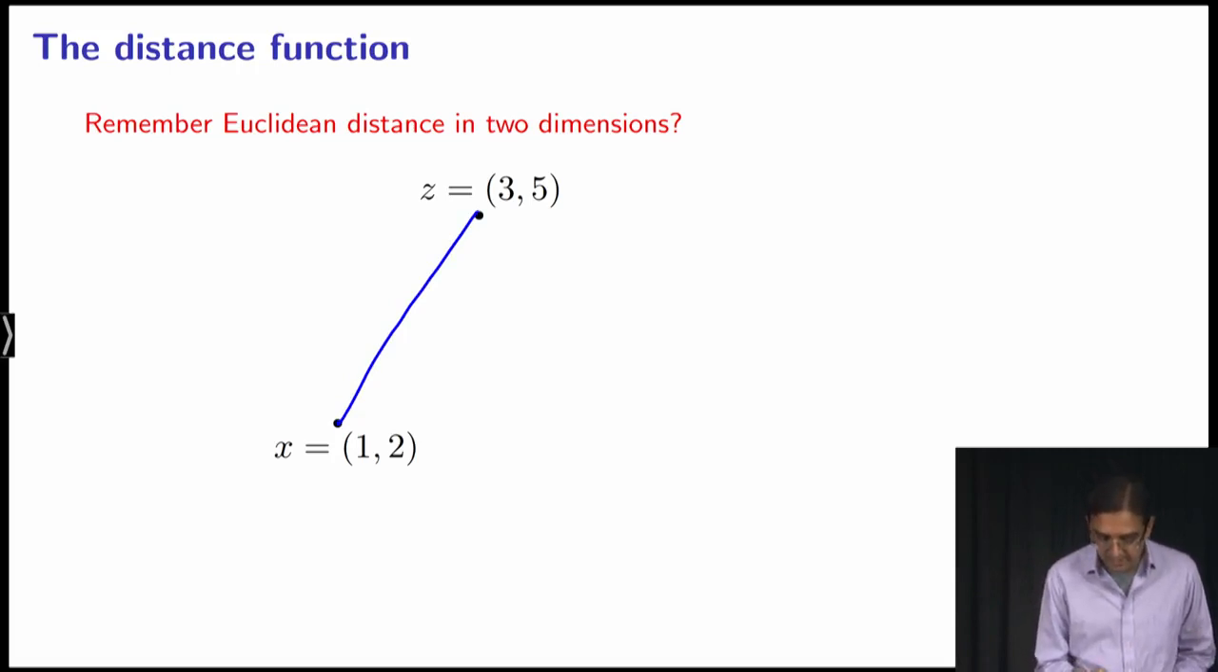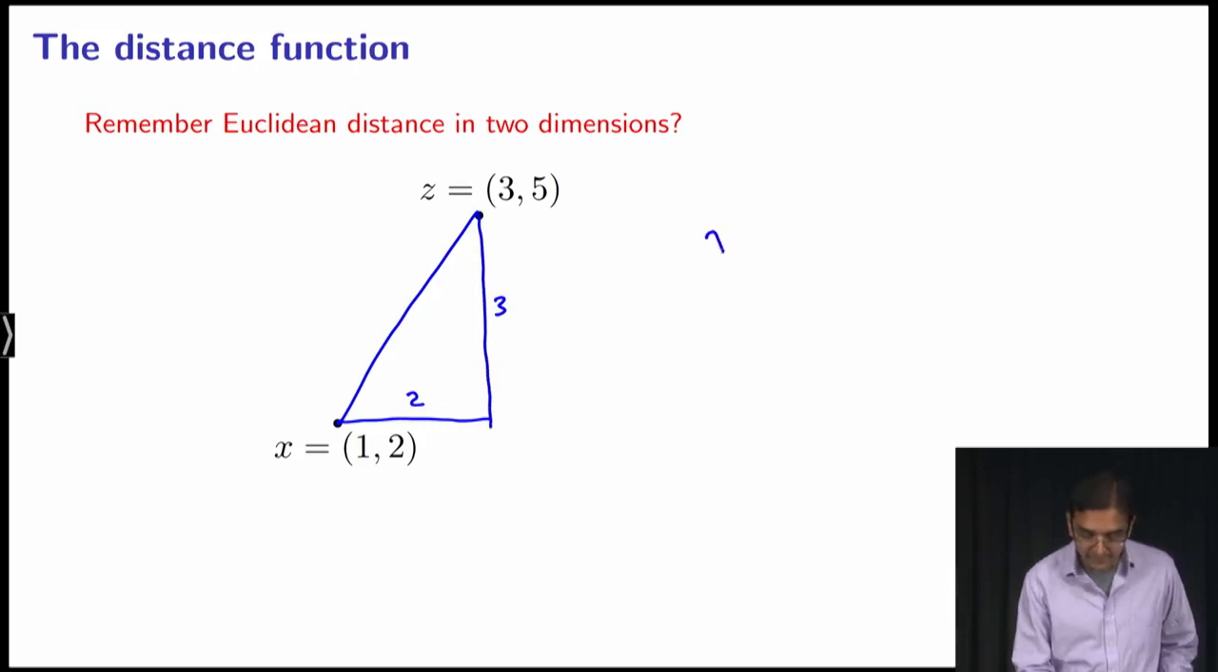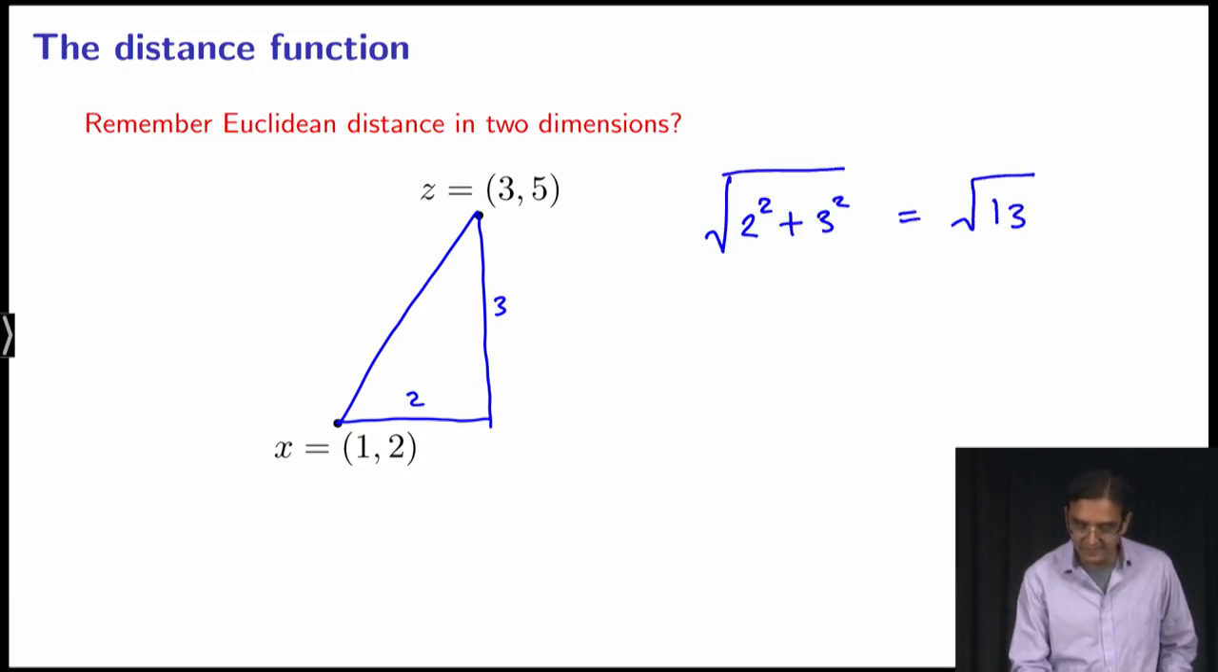Okay. Now, if you look at these 2 points, along the first coordinate they differ by 2, and along the second coordinate they differ by 3. And so the length of that line is the square root of 2 squared plus 3 squared. In other words, the square root of 13. That is the Euclidean distance between x and z.